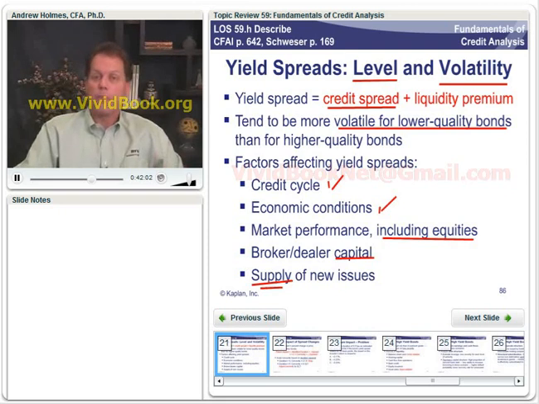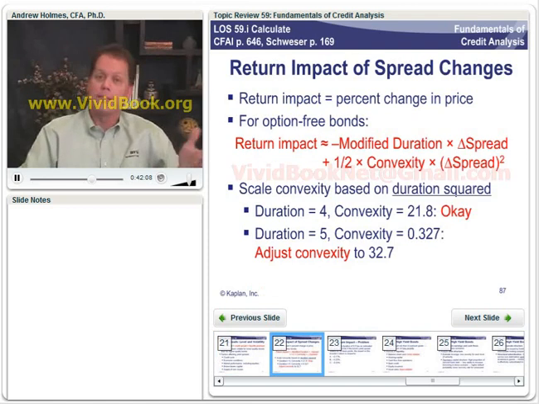So I think it'd be a good thing to be able to go through and think about each of these 5 factors and how they affect yield spreads, something that makes for easy test questions. Easy test question writing. Anyway, let's look at the return impact of spread changes.